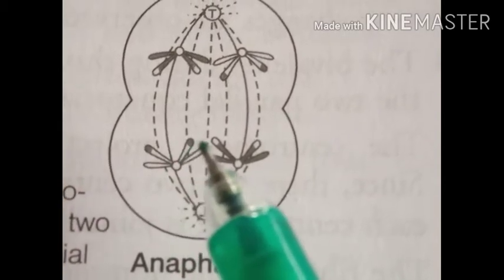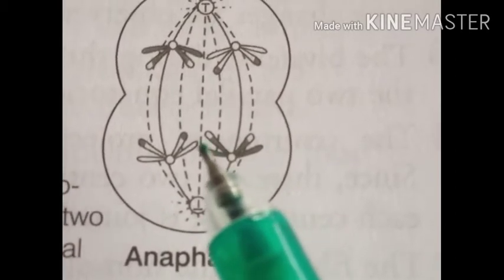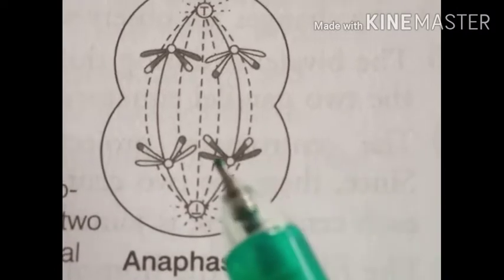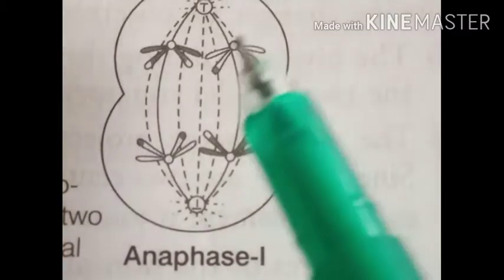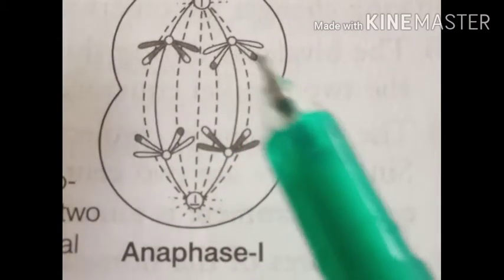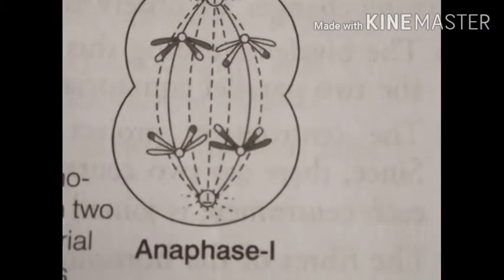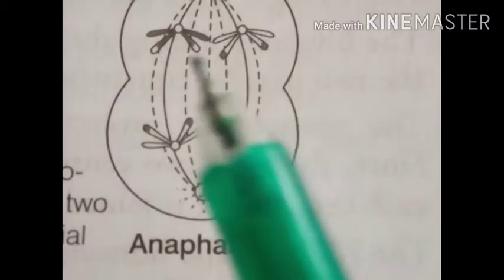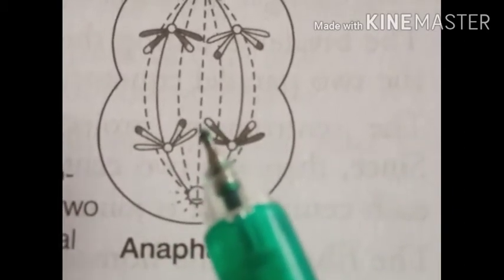In the case of crossing over, we discussed that the condition was called bivalents or tetrads. On reaching the end of anaphase 1, two groups of chromosomes are produced, each having half the number of chromosomes. One point we have to remember is that the homologous chromosomes separate out, whereas the sister chromatids remain associated at their centromeres.